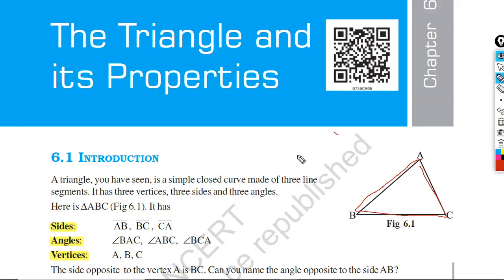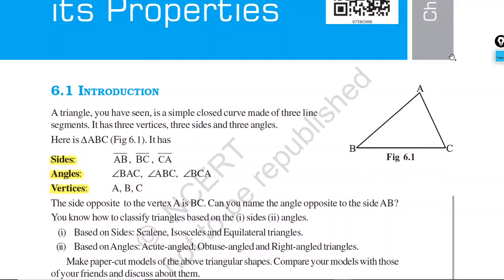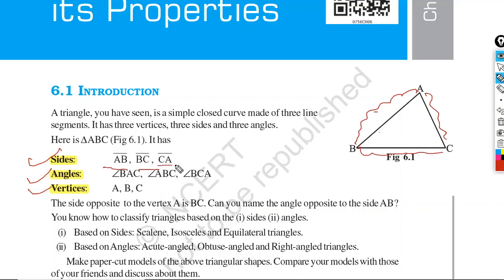Okay, how do we write it? We write it as triangle ABC. This is the right way. Now there are some parts in a triangle. What are these parts? These parts are sides, angles and vertices. Three sides are there: AB, AC and BC. We write them like this: AB, BC and AC.